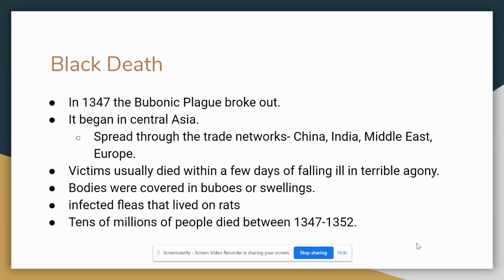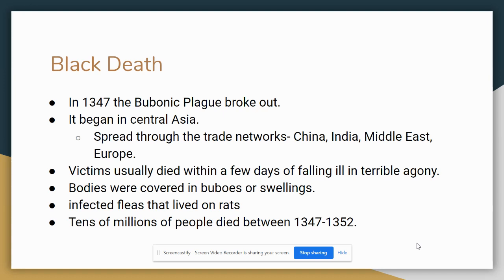And so when it originated in Central Asia, people who would be on the ships would infect others on the ships, and then they would enter into these new ports of entry, and then they would also bring the disease with them.